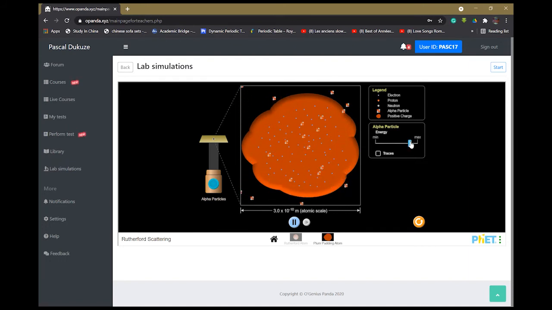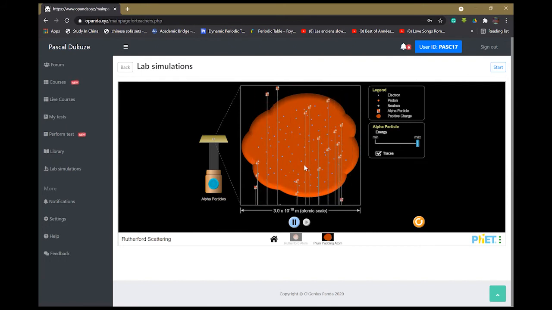Remember, I said that you can adjust the energy of your alpha particles. Here we have the minimum energy. You can see that they are going slow. And if you increase the energy, they move faster. You can also show the traces. You can see how they are moving. Now, let's analyze the observations we are making.